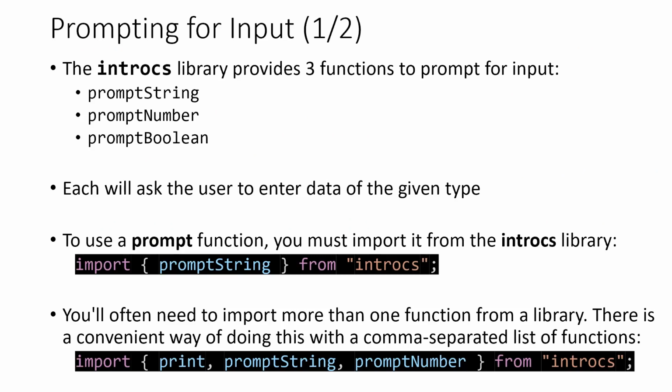And on the very next line, we're saying print out the result of concatenating hello with whatever name was typed in. The introcs library provides three functions to prompt for input: prompt string, prompt number, and prompt boolean. Each is going to ask the user to enter a specific data type. To use these, you'll have to do exactly what we just did. If you wanted to prompt for a number instead of a string, you would have to add that function import to the import line. So comma prompt number.